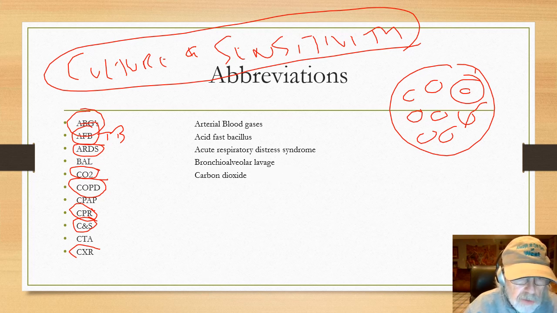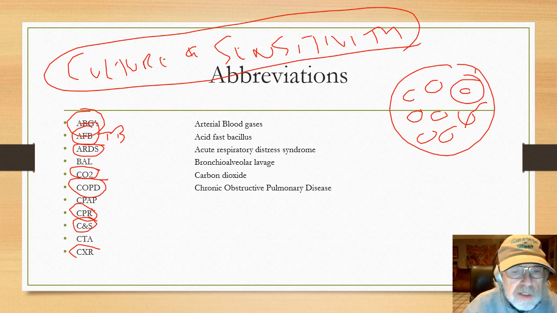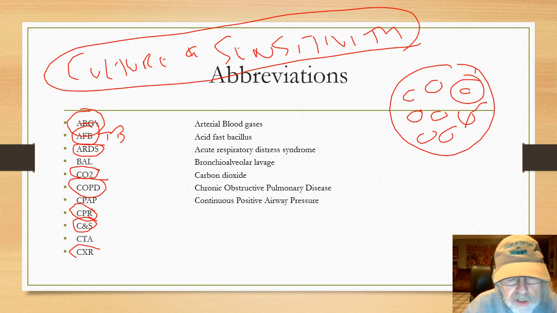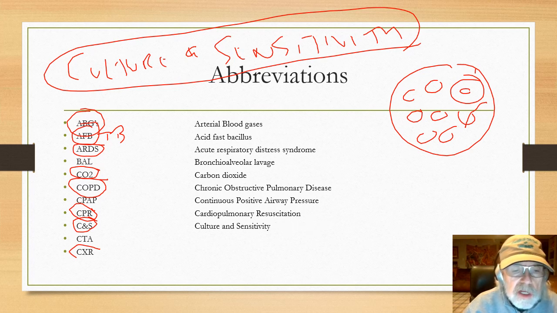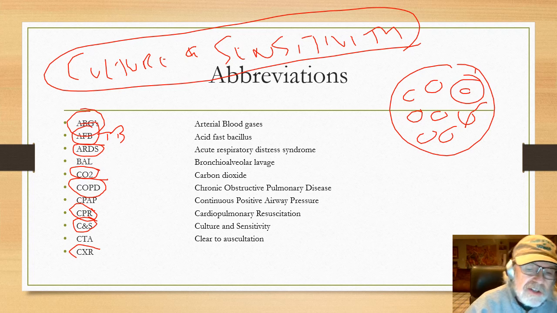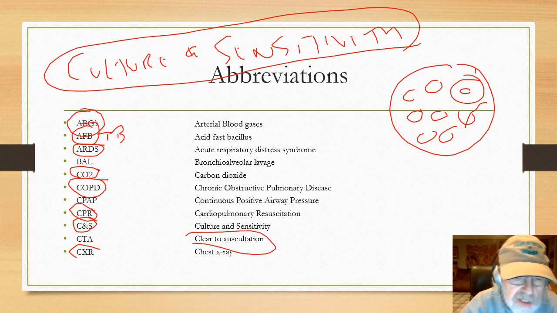CXR, chest X-ray, arterial blood gases, acid-fast bacillus, acute respiratory distress syndrome. Don't worry about that one a whole lot. Carbon dioxide we know. COPD, chronic obstructive pulmonary disease, definitely know that one. Continuous positive airway pressure, that's something if you're going to respiratory therapy, that's good. Cardiopulmonary resuscitation, culture and sensitivity, like I just explained. CTA, clear to auscultation. I've never used that, but I suppose it's okay. CXR, we know is chest X-ray.